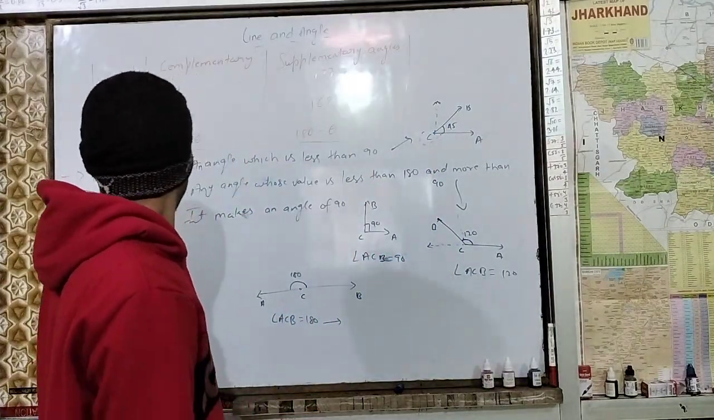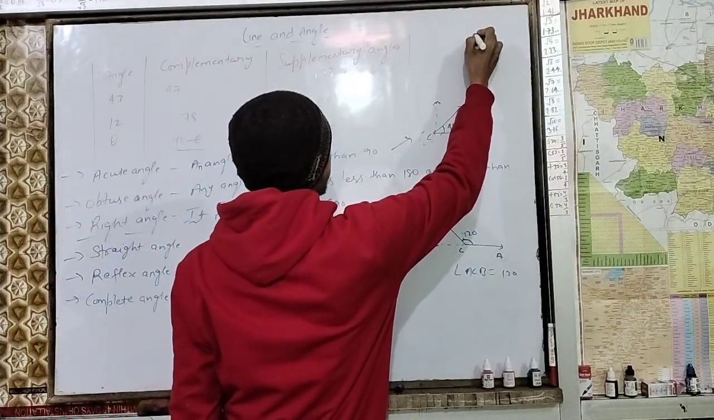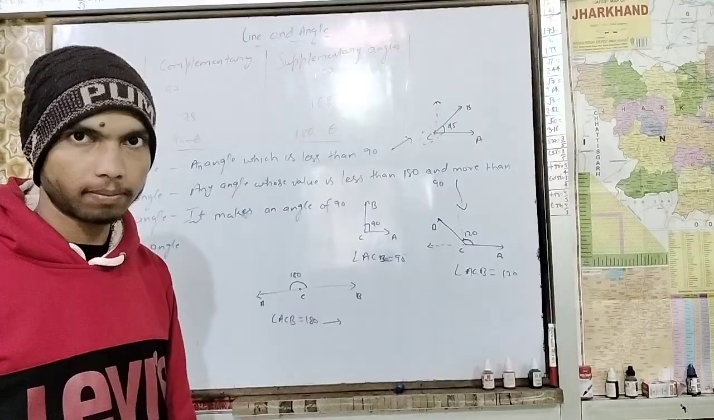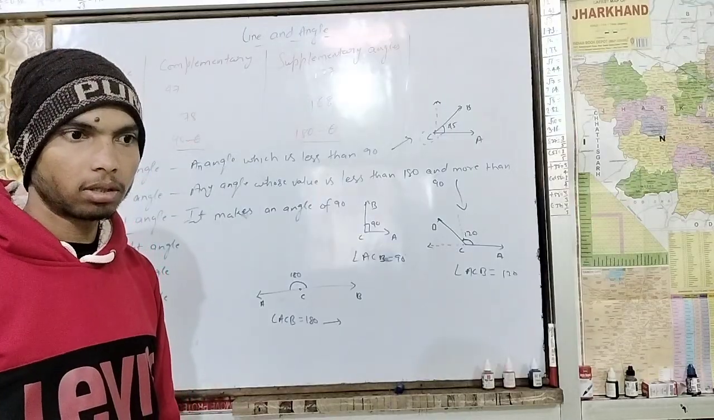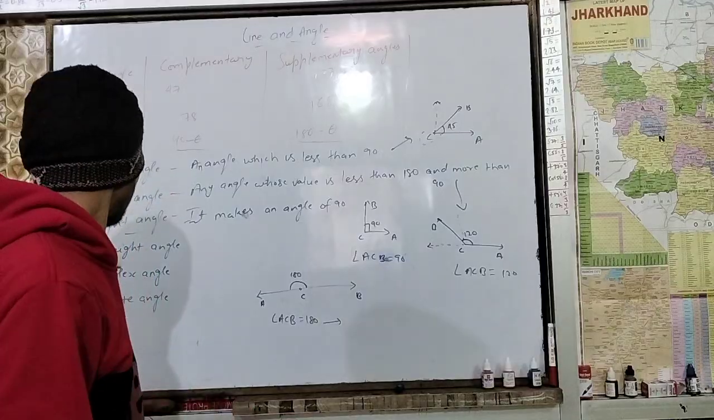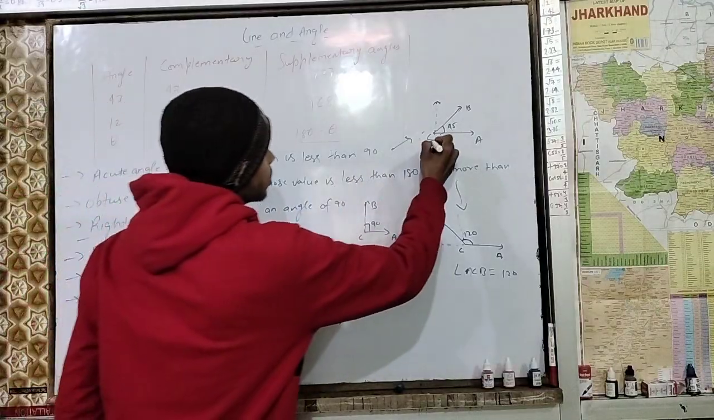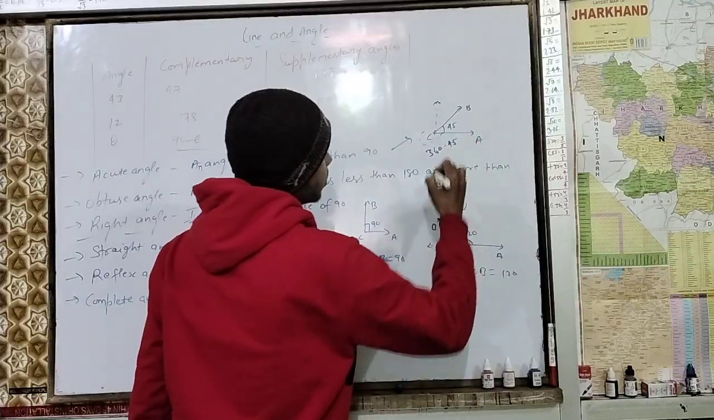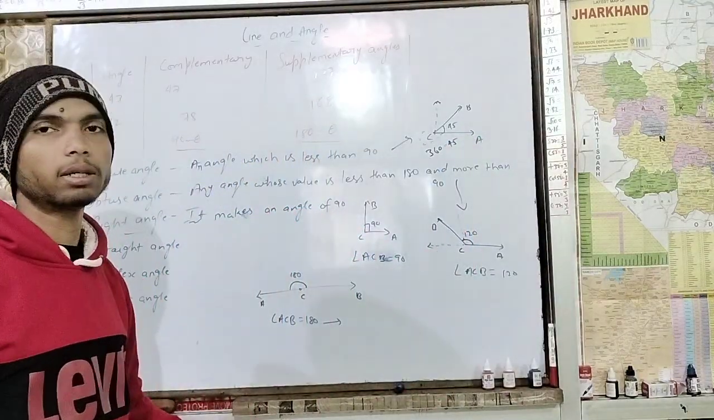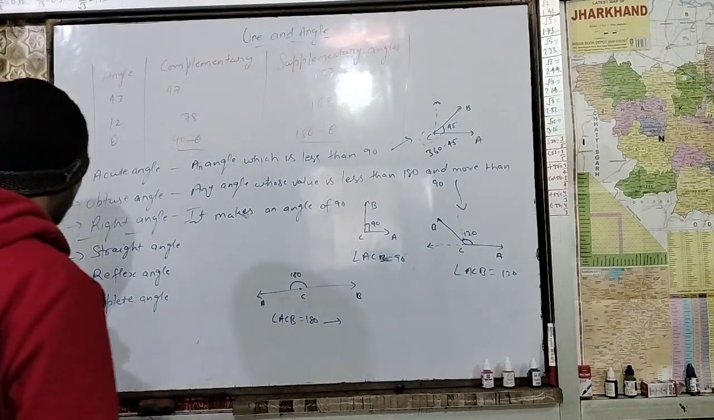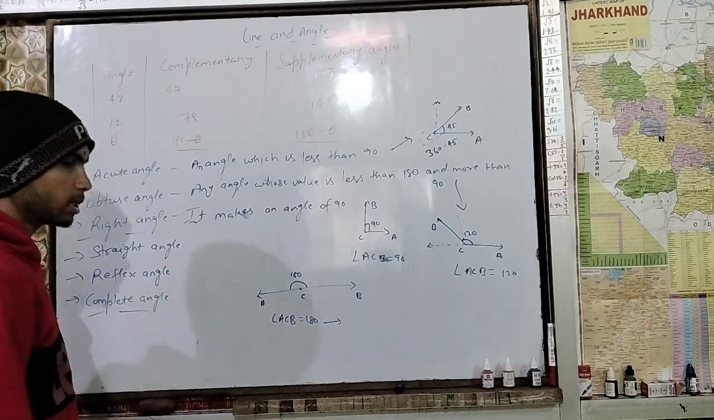Okay? Reflex means more than 180 degrees. So 360 minus 45 will come out as 315. Okay.